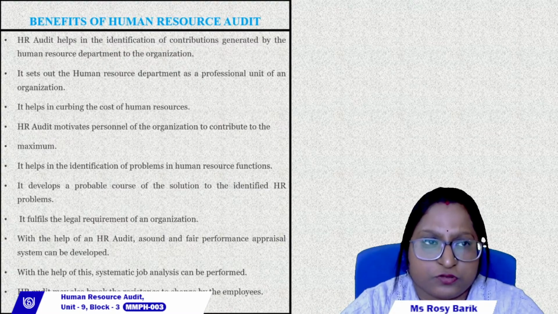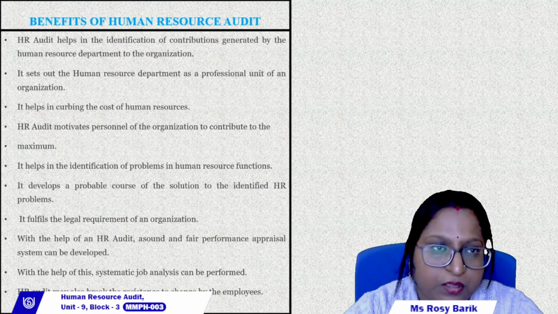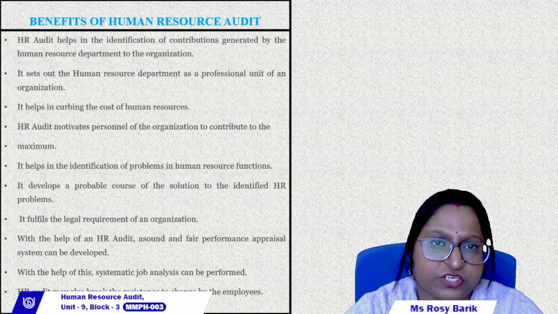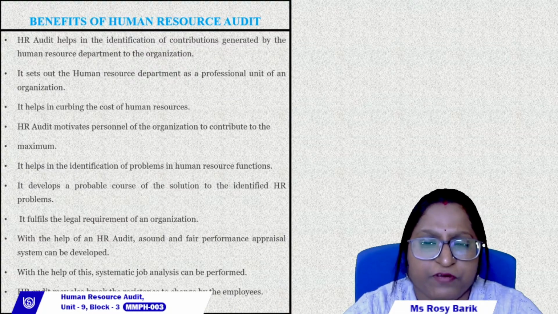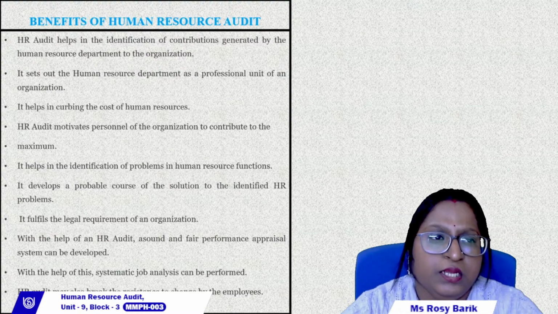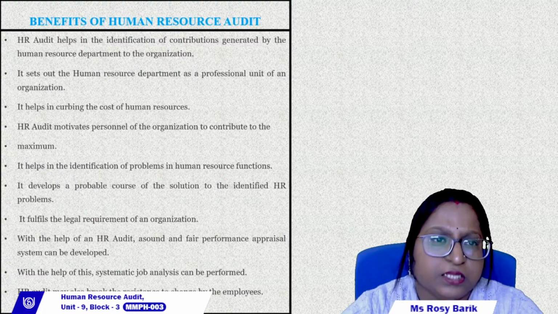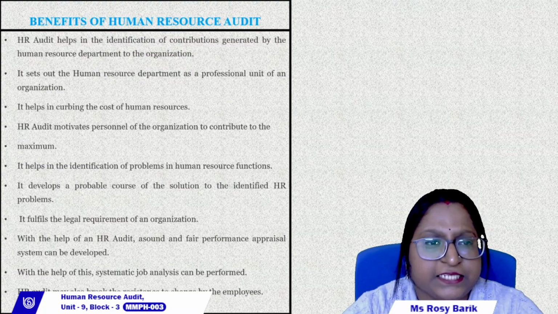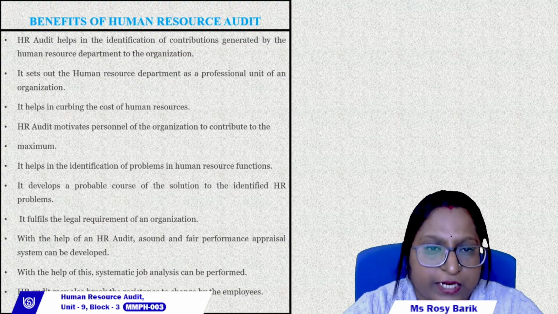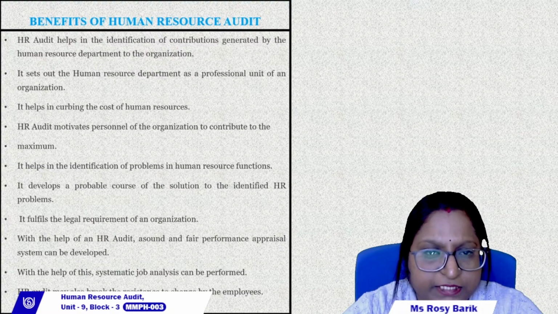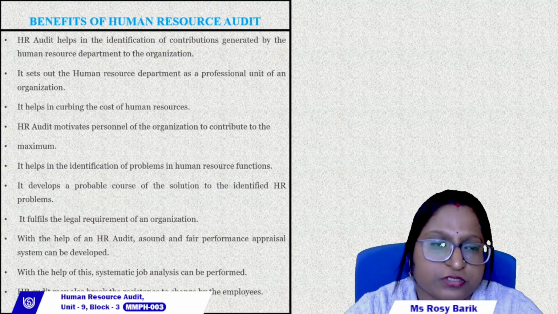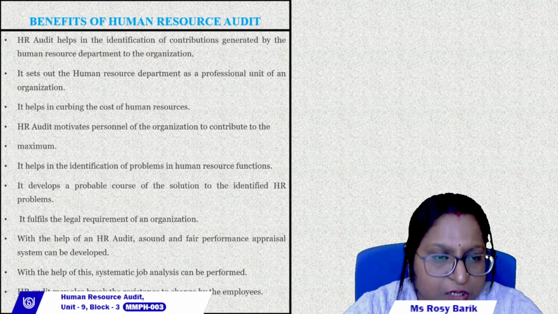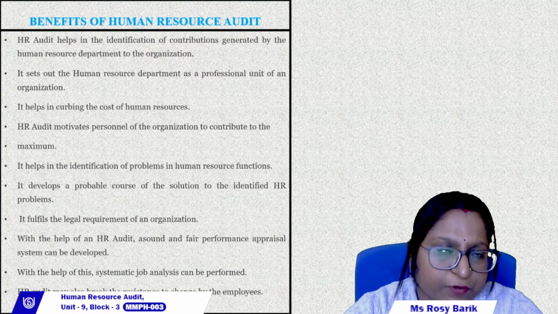The benefits of human resource audit. What are the benefits? First of all, HR audit helps in identification of contributions generated by the HR department to the organization. It sets out the human resource department as a professional unit of an organization. It helps in curbing the cost of human resources. HR audit motivates the personnel of the organization to contribute to the maximum. It helps in identification of problems of human resource functions. It develops a probable course of solution to identified HR problems.